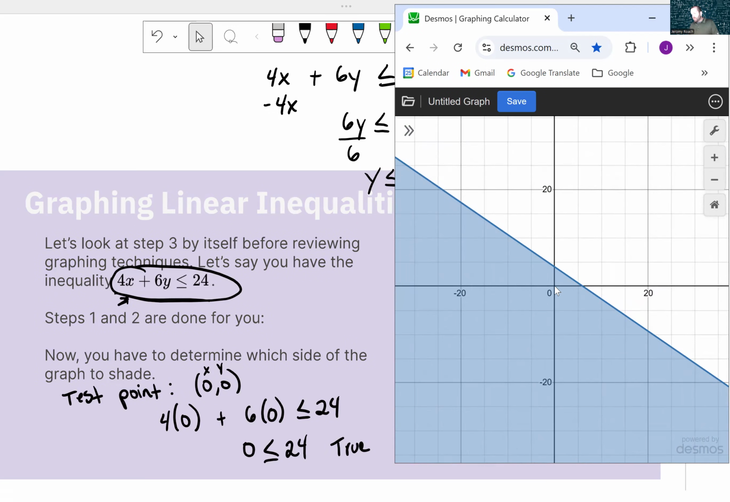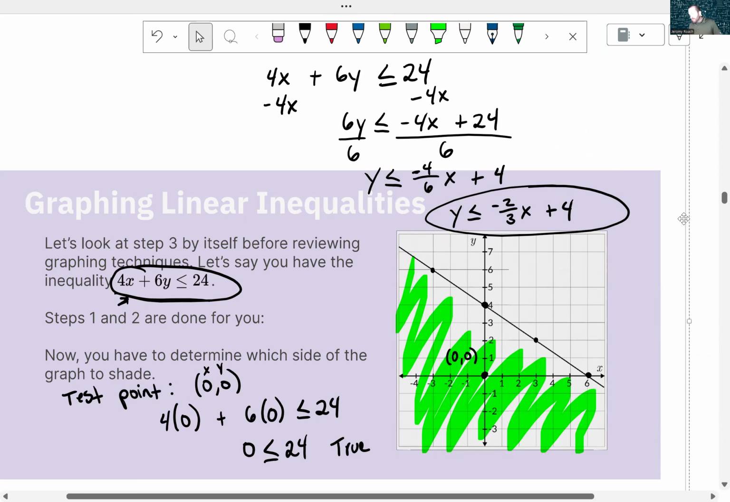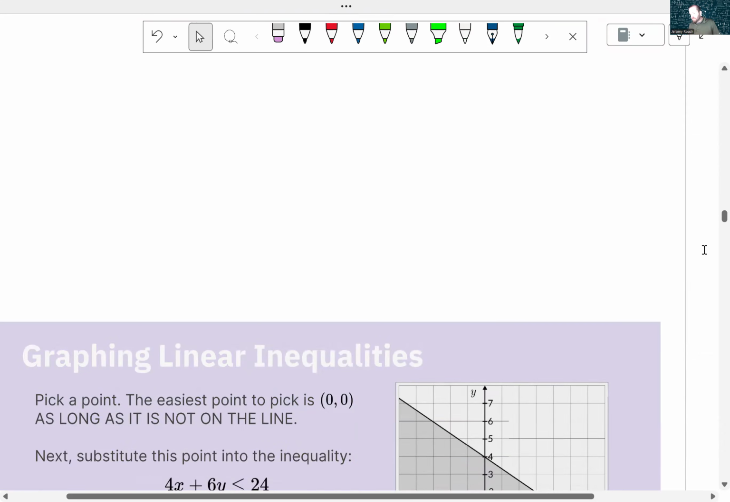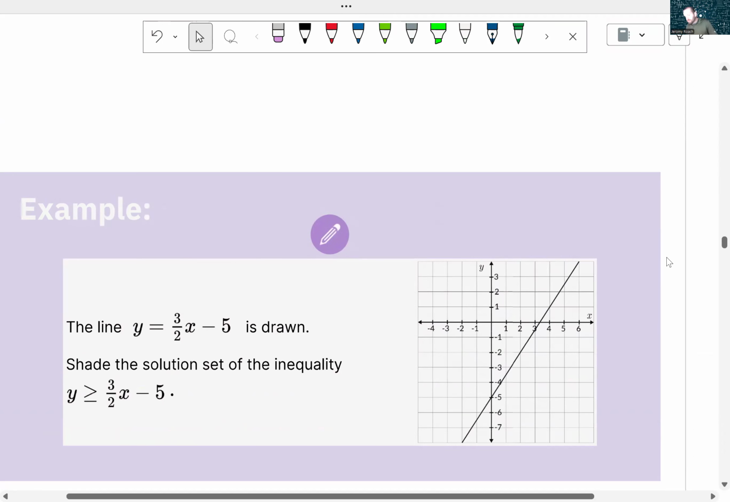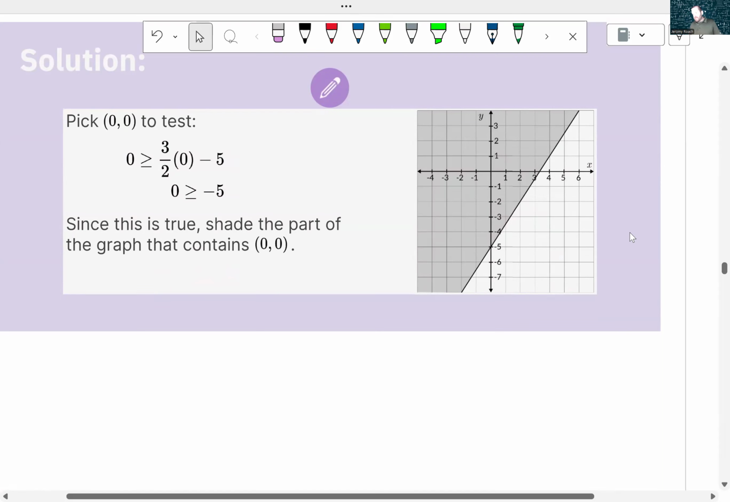And then 0, 0 would be our test point, and we can see already that that's where we shade. So that's how you can graph it without a calculator. All right, so some of this we just went over. And that's just another example, checking to see which part we shade using the test point 0, 0. Now, if your line does cross through 0, 0, you're going to want to use a different point than that.